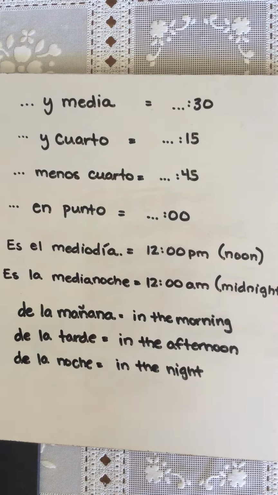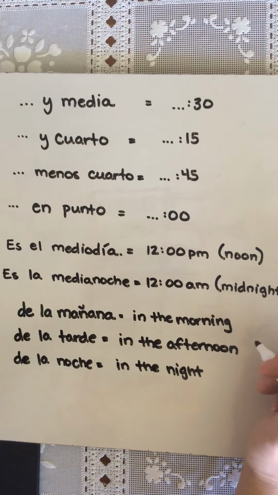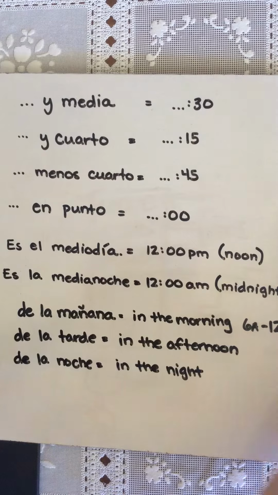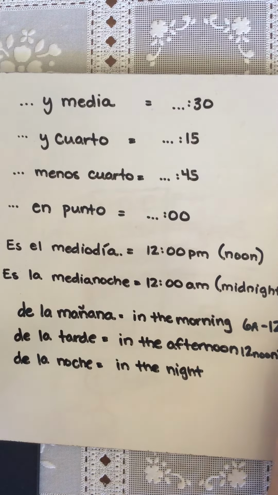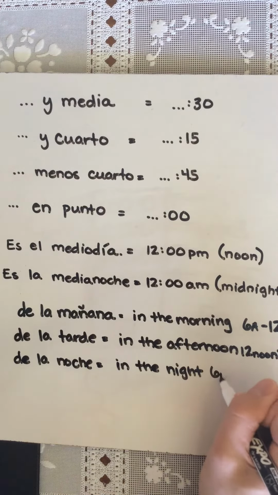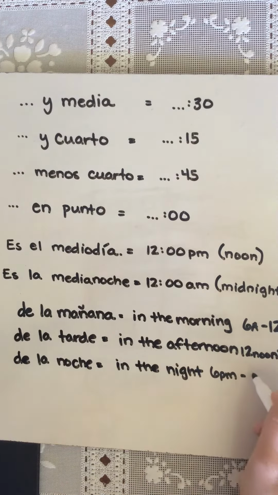Okay, so in the morning can start pretty much at any time, usually around 6 or 7 o'clock, and it goes until noon. So we'll say 6 a.m. to 12 noon. Okay, afternoon, depending on where you are in the world, if you're in a Spanish-speaking country, it's going to be a little bit later, but 12 noon till about 6 p.m. And then in the night is going to be from 6 p.m. to midnight.